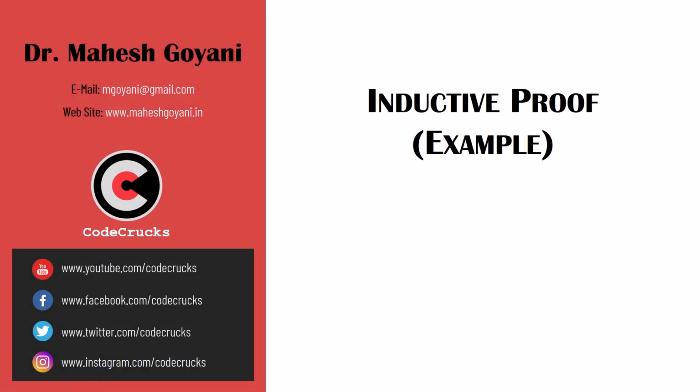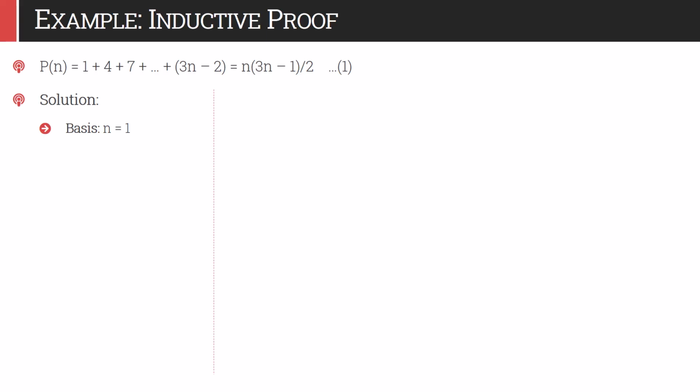In this video, we will discuss one more example of inductive proof that we are going to solve using the principle of mathematical induction. Let P(n) = 1 + 4 + 7 + ... + (3n - 2) = n(3n - 1)/2. Call it equation number 1. We have to prove that for any value of n, the given statement is true.